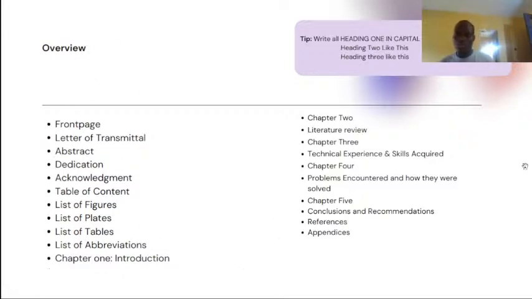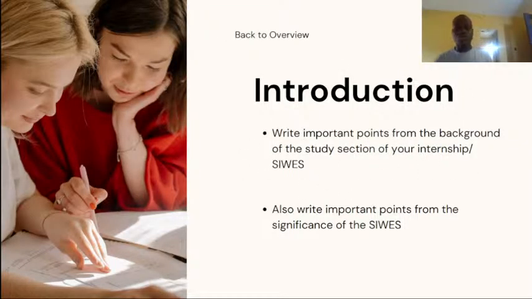So let's go back to the introduction. Under the introduction, you write the important points from the background of the study section of your internship, or COS. Also, you write important points from the scope of the COS. And you can go deeper by giving a brief history of the COS, the reason why it was established. If you remember, before you went for part 3 COS, you were given orientation about the reason why COS was established, the year it was established, all this stuff. So you can package it in this introduction, give some little objectives, and then move on to the next chapter.